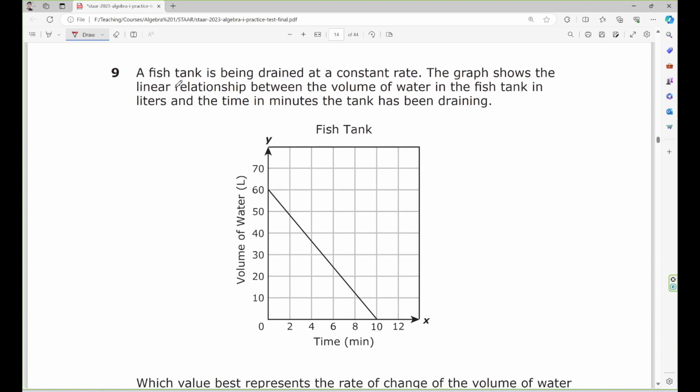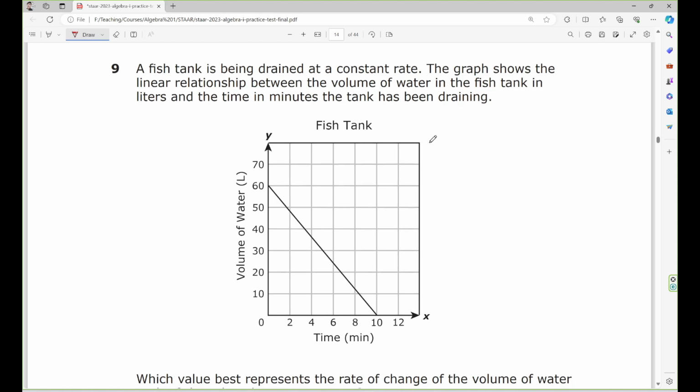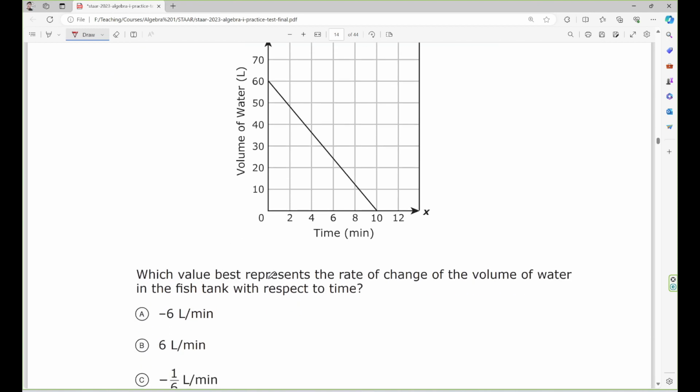Alright, number 9. A fish tank is being drained at a constant rate. The graph shows the linear relationship between the volume of water in the fish tank in liters and the time in minutes the tank has been draining. Which value best represents the rate of change of the volume of water in the fish tank with respect to time?